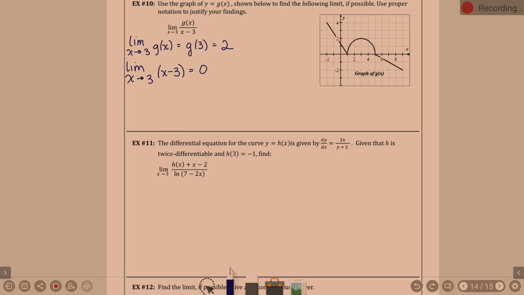It's the limit as x approaches 3 of g of x over x minus 3, which we just got what? 2 over 0. There's no limit. Nice. The limit does not exist.